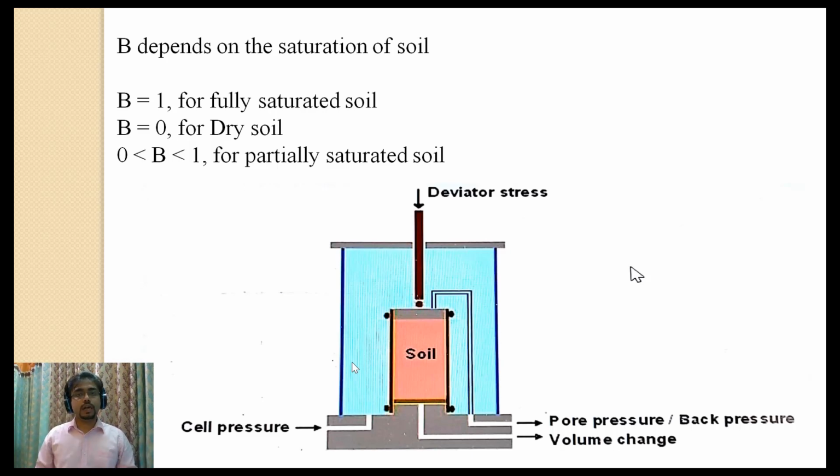So for partially saturated soil, some pore water pressure will get generated, as well as effective stress. That means the stress which is carried by the soil solid particles will get generated. So the total change in cell pressure will be divided into two parts. One is taken by the soil solid particles, another one is taken by the water molecules. So B should be within the range of 0 to 1.